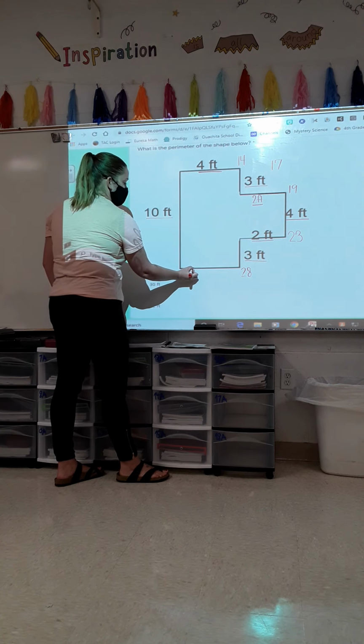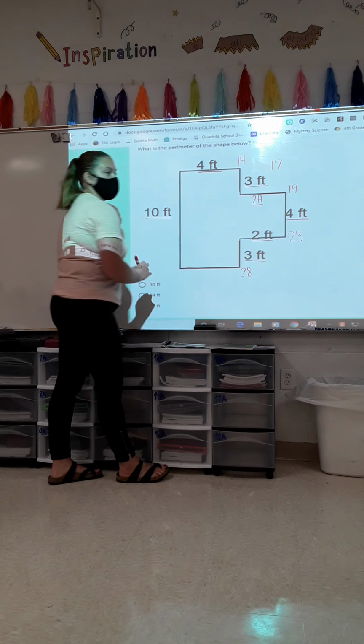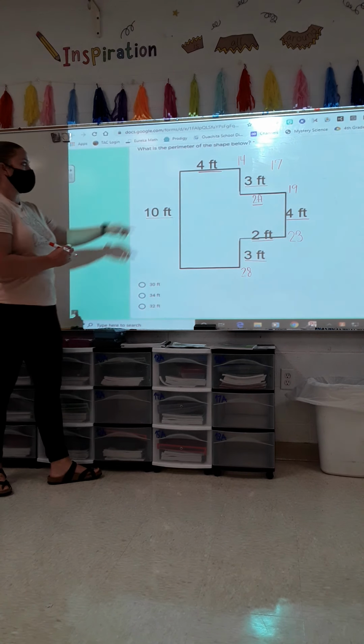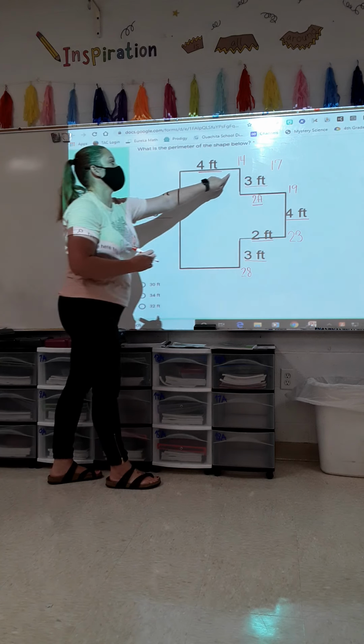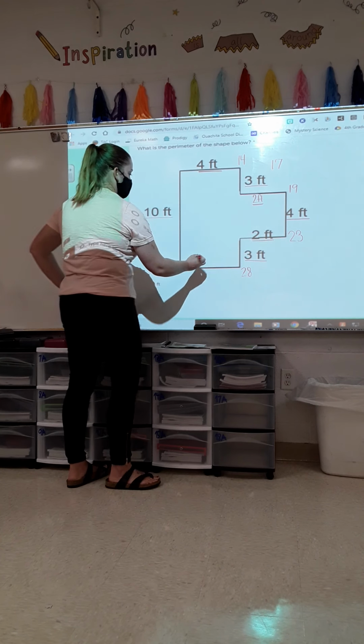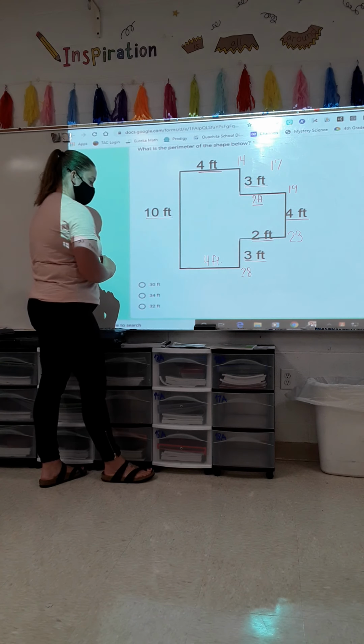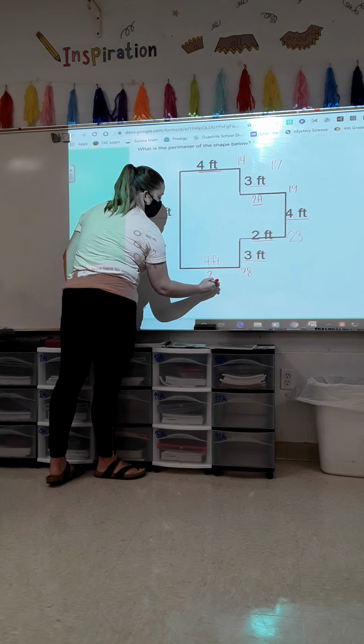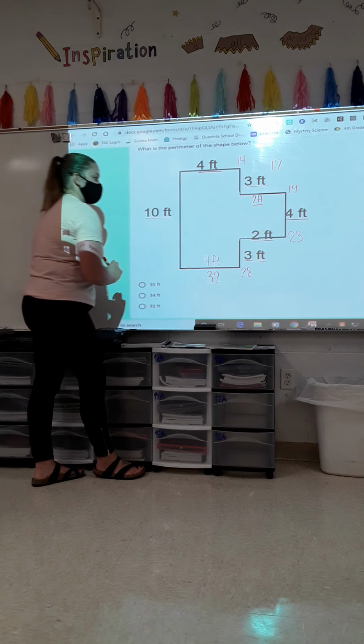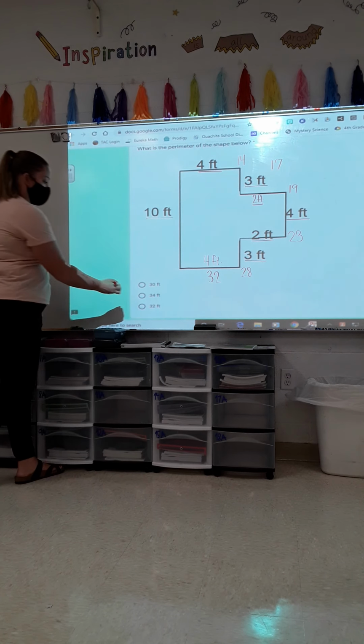How about this side right here? That's 4. How do you know that's 4, Jacob? Because the one at the top is 4. If this is 4, then the opposite side is also 4. So 28 plus 4 is 32. So what's my answer? 32. 32 feet.